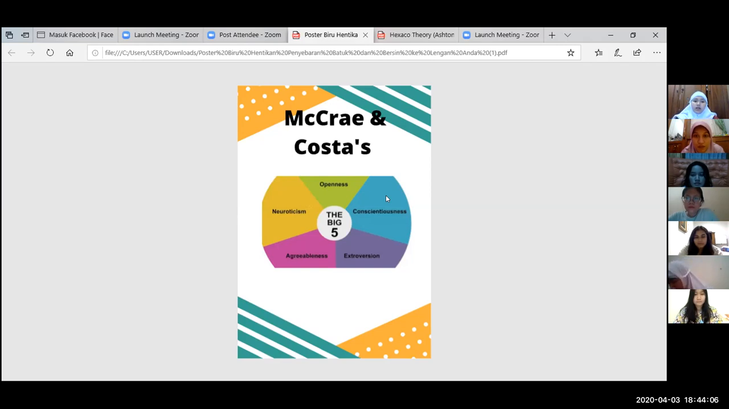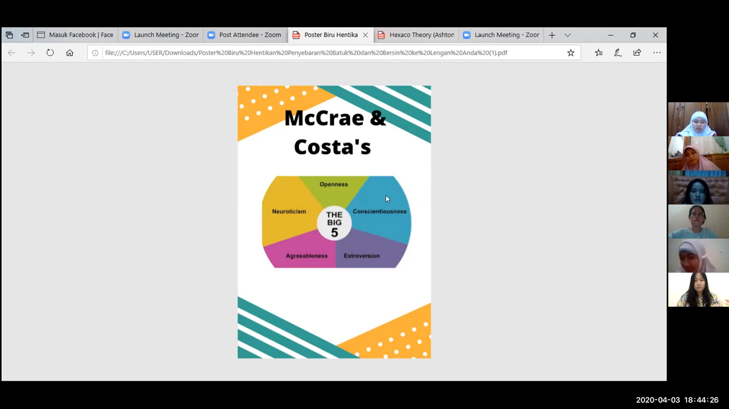And then conscientiousness is, when you have a high score in this, you are more reliable. Like you can easily get organized with other people, kayak membaur dengan mudah gitu sama teman-teman kalian kayak gitu.